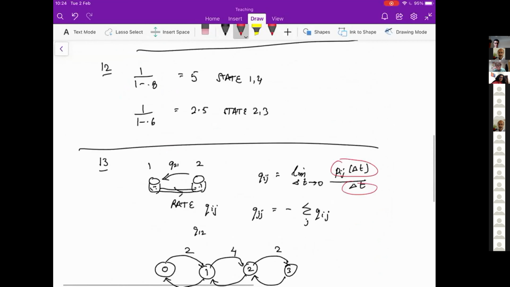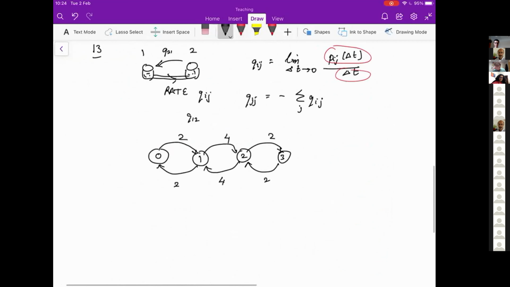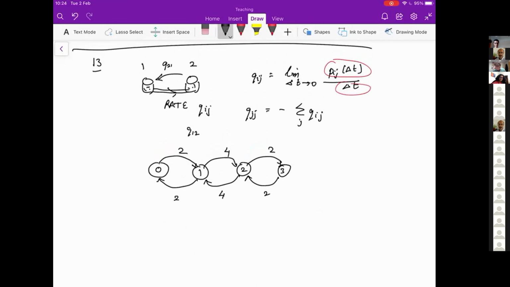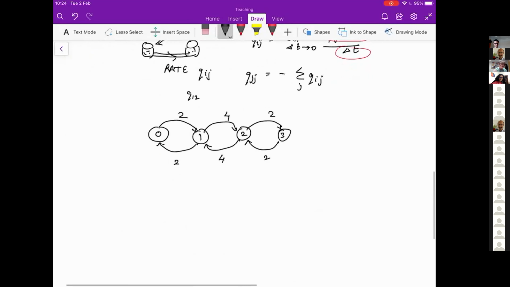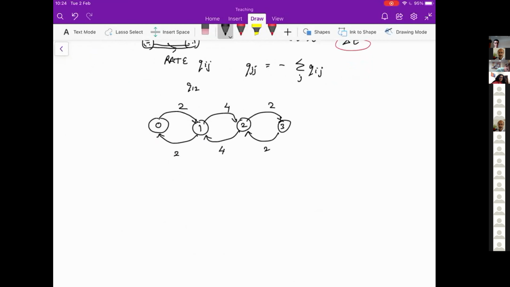Here, of course, there's no such thing. The rates don't have any kind of probability associated with them. They're the limiting rates at which probabilities transition. Okay, so now let's write down the transition rate matrix. So the second part of this question is what's the Q matrix?